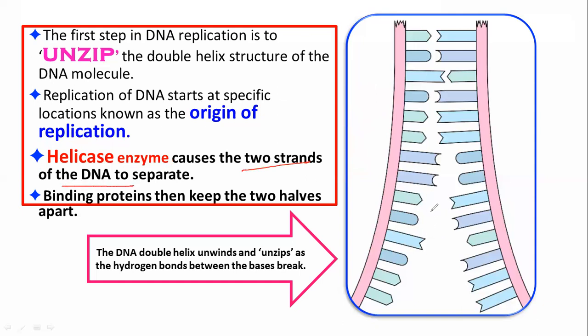Look here. What has basically been broken over here? They were basically hydrogen bonds. So this enzyme broke the hydrogen bonds between these nucleotides which are present over here. It's a kind of enzyme which is going to split the DNA into two halves. So the DNA double helix is going to unwind or unzip, and the hydrogen bonds between the bases will be broken. So this is the first step of DNA replication.